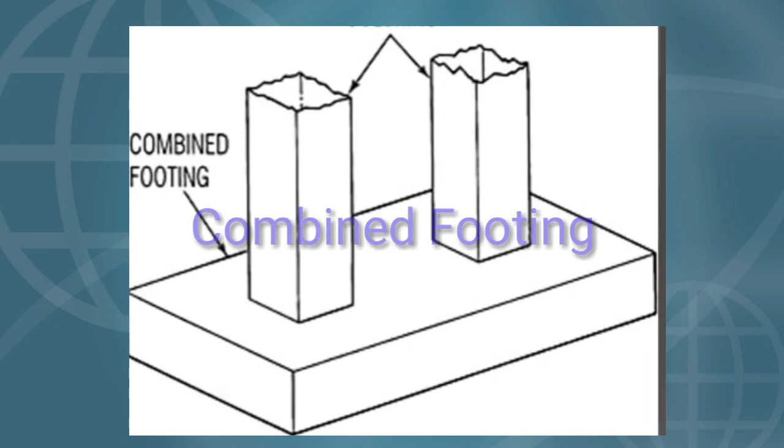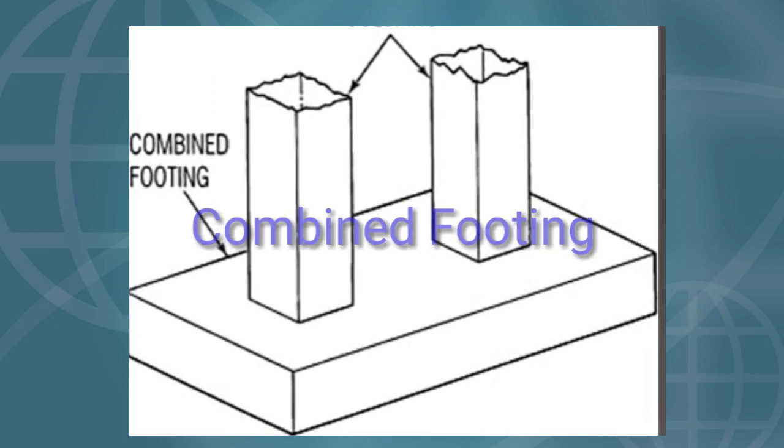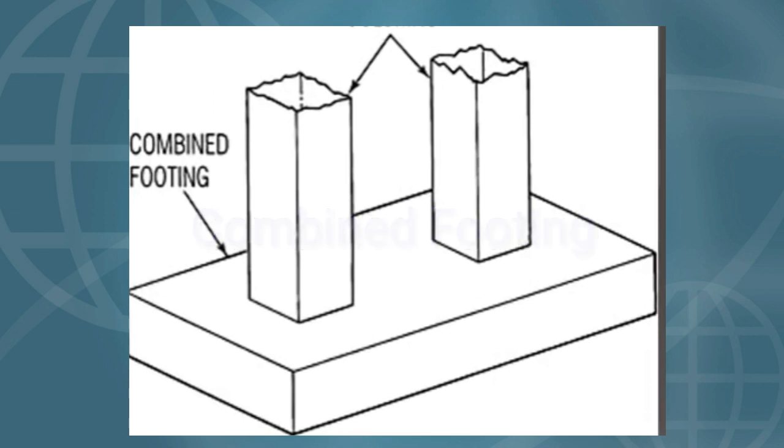Okay, third reason is the column end is situated near the property line. You can say the boundary wall, the neighbor's boundary wall. In situations like that we use combined footings, because the footings cannot be extended because of the neighbors. So this property line, or we can say the neighbor's border, we can't extend the footings. In situations like that we use combined footings.